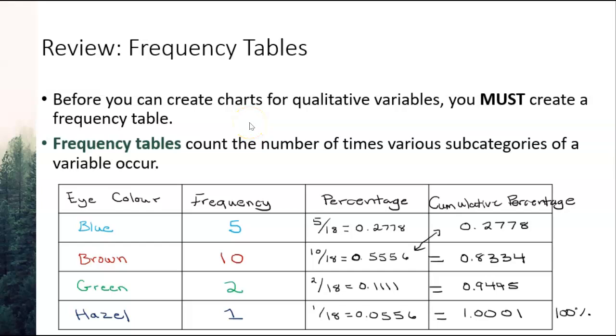Before we can create any charts for qualitative variables, we must first create a frequency table. Remember that frequency tables just count the number of times every single subcategory occurs in the dataset. We already made a table for the frequency of different eye colors. We counted up the frequencies, then calculated the percentages and cumulative percentage.